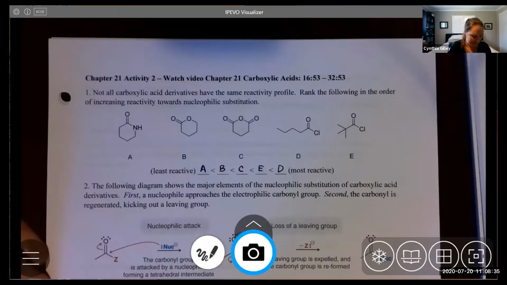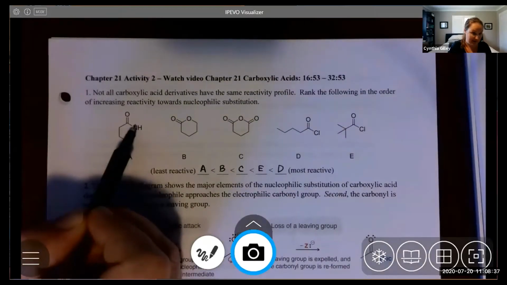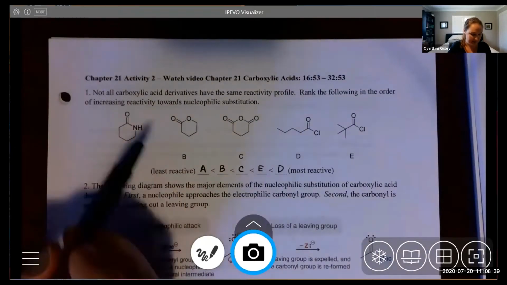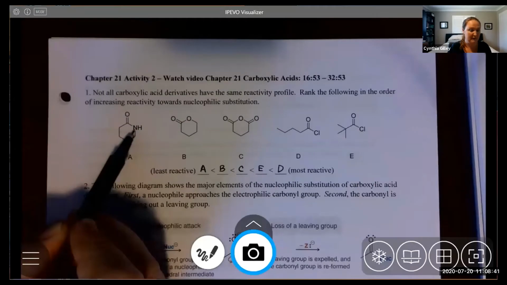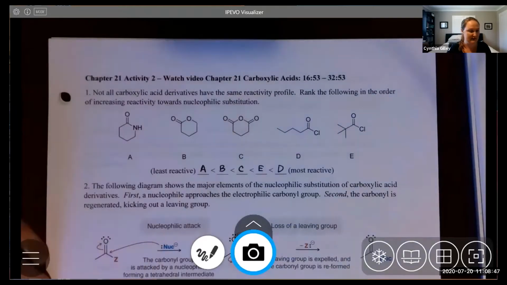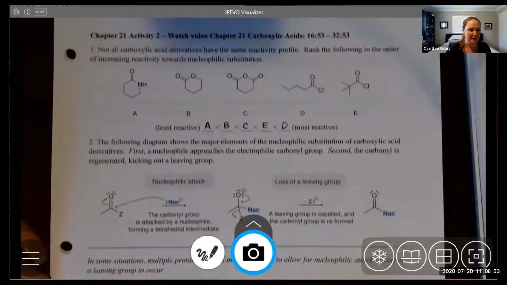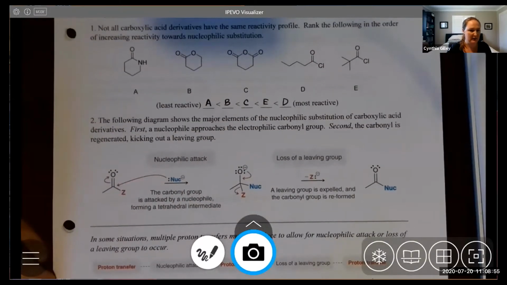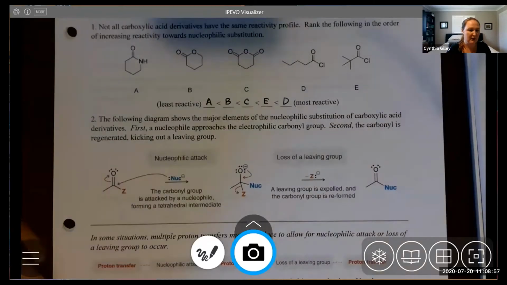So in this case, the nitrogen lone pair is really donating heavily with the same sized p orbital, so very, very good pp overlap, and it's not a very good leaving group. So it's definitely the least electrophilic and the least reactive. Okay, and then generally the mechanisms are going to be what we call nucleophilic acyl substitution.